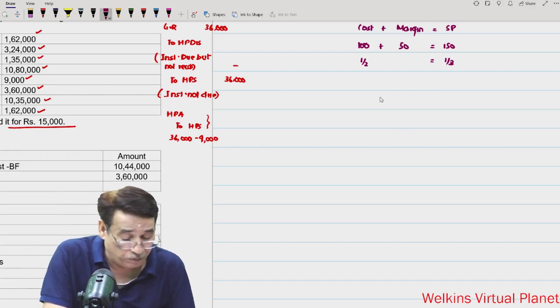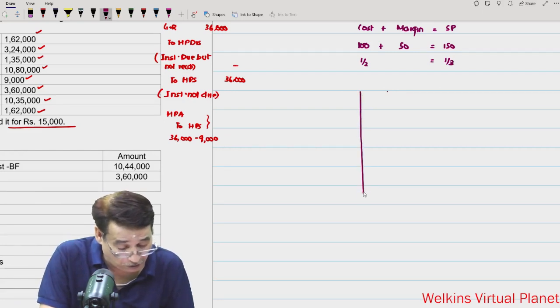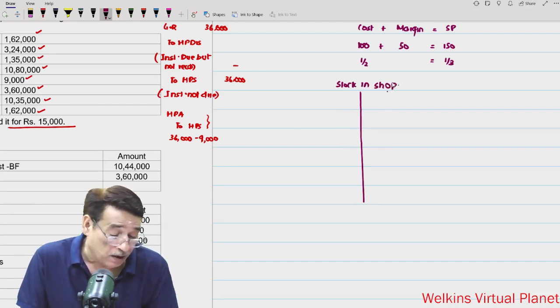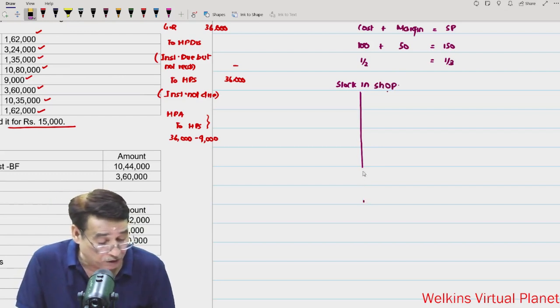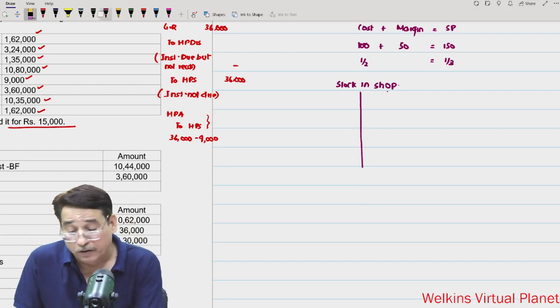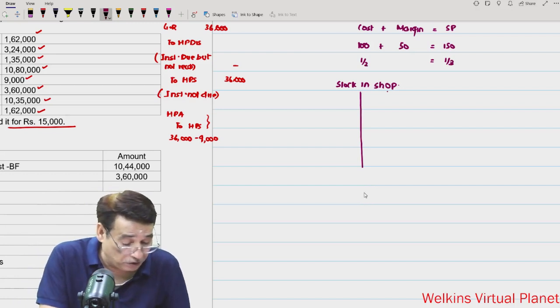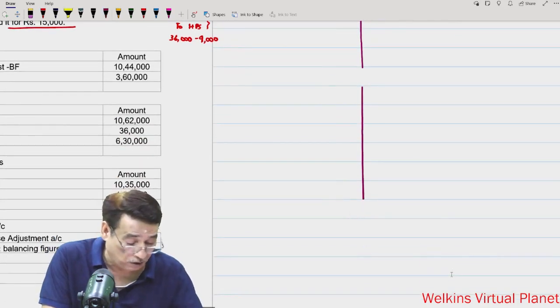If it is clear, then we can prepare the ledger accounts. As you know, we will have to prepare one hire purchase stock account. In this question, we will have to prepare a stock in shop account also, because information is given with respect to stock in shop account. Information may be given and information may not be given, correct? So in this question, it is given in the question, the stock in shop account. Then we will prepare hire purchase stock account.